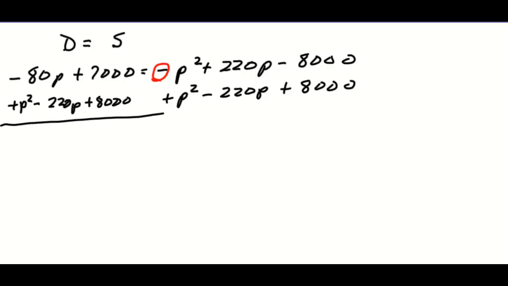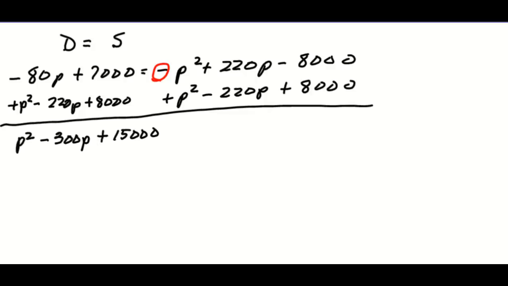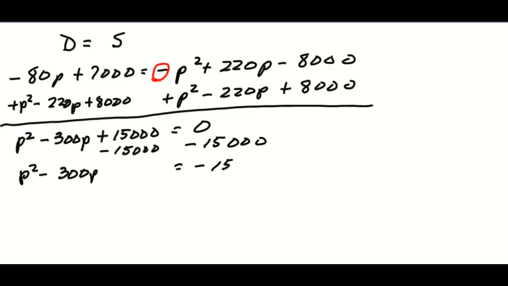So what we end up with is p squared minus 80 and 220 is 300p plus 15,000. That's all equal to 0. But if we're going to complete the square, we have to first eliminate that 15,000. So we have p squared minus 300p equals a negative 15,000.